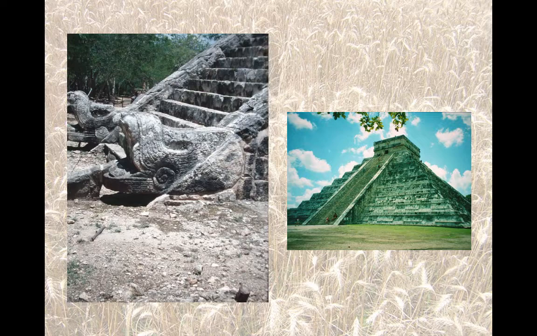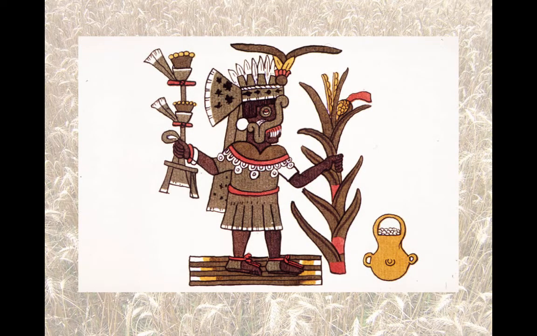This is Chichen Itza in Mexico. And in Mexican and Aztec belief, there's a god. This is Quetzalcoatl, one of the main gods, and he is showing people how to grow corn. And there would be a separate corn god as well. Kukulkan is the Mayan god, the equivalent to the Mayan god.